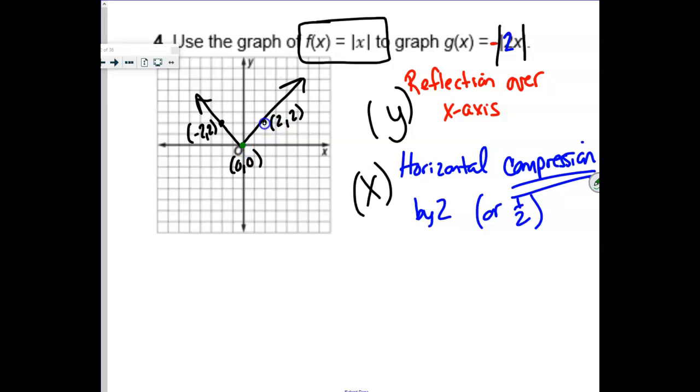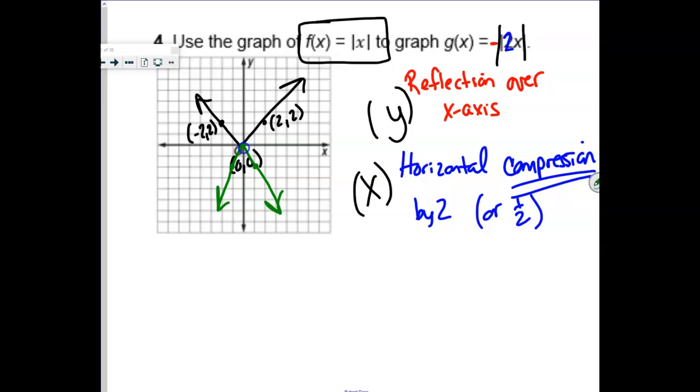So what if I took the ordered pair 2, 2? If I reflected it over the x-axis, I'd be down here at 2, negative 2. But now I need you to shrink your x's by a factor of half. So now it's at 1, negative 2. Very good. And then because of symmetry, we're going to end up over here with the next point. Beautiful.